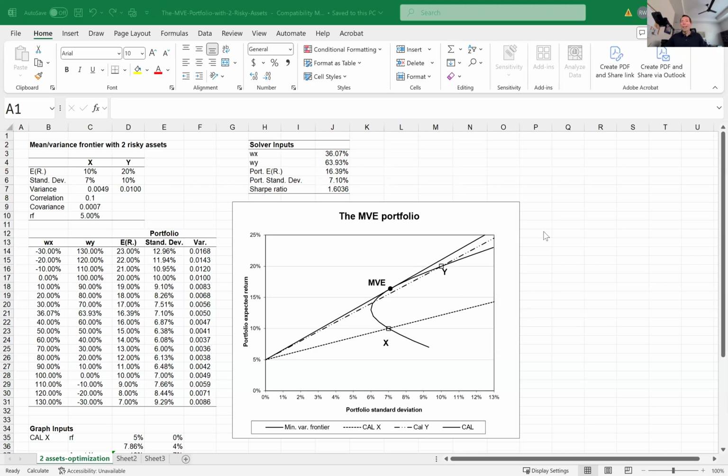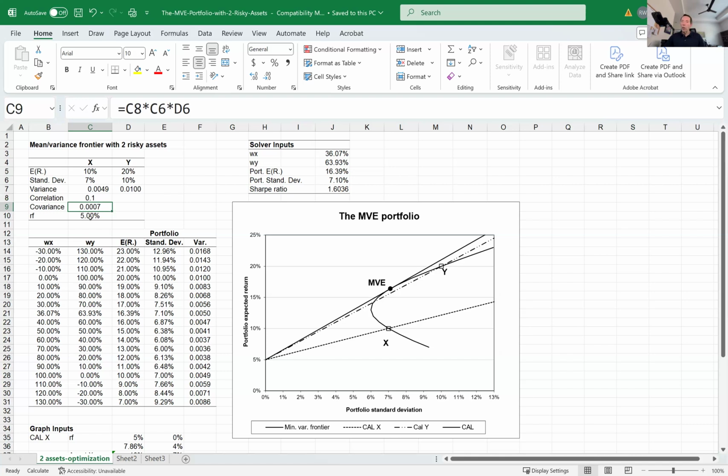Well, this looks a lot like the last spreadsheet. We've got asset X and we've got asset Y. Conveniently, it's the same X and Y with the same expected returns, same standard deviations. The variances are calculated here. We've set the correlation at 0.1. Okay, we're going to just leave that as the correlation between X and Y here. Here is then the covariance being calculated.